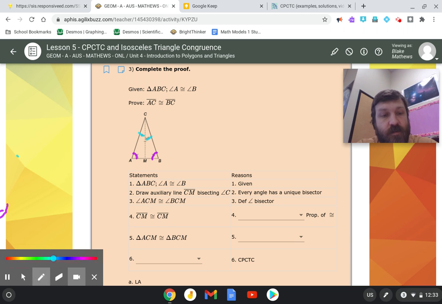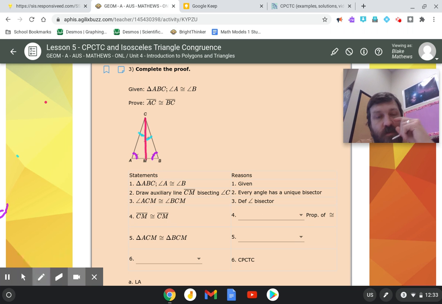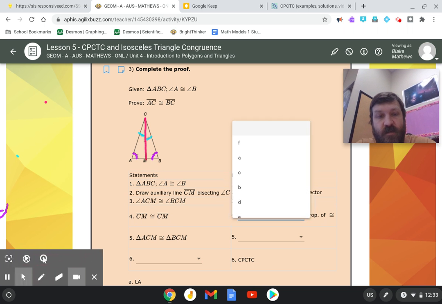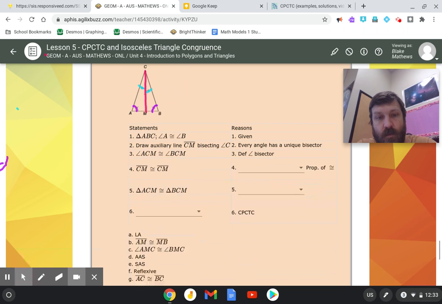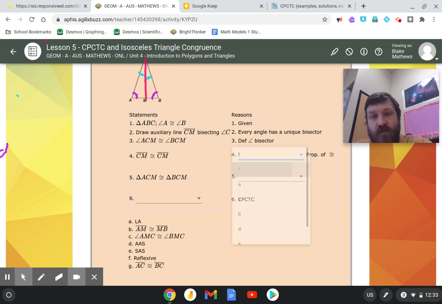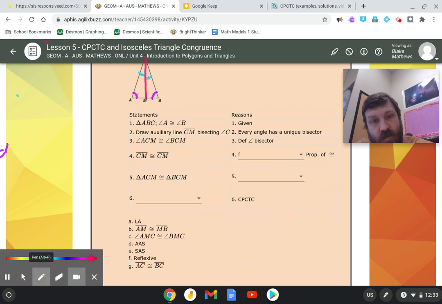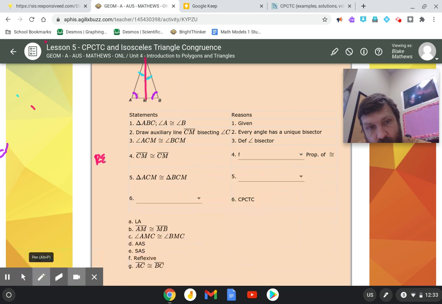Then they say CM is congruent to CM. That's referring to this line itself. It's congruent to itself. So that's going to be the reflexive property of equality. So let's scroll down here and look for that. We have that in answer choice F. So again, that's reflexive.